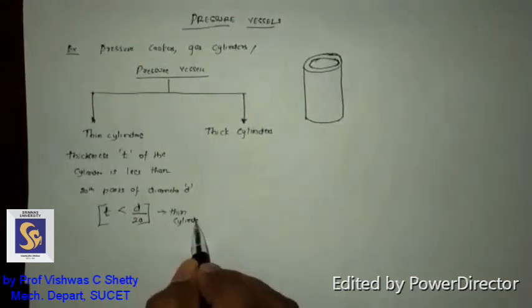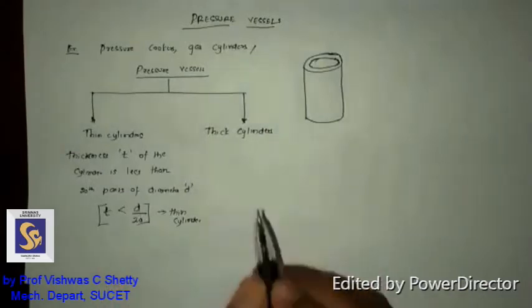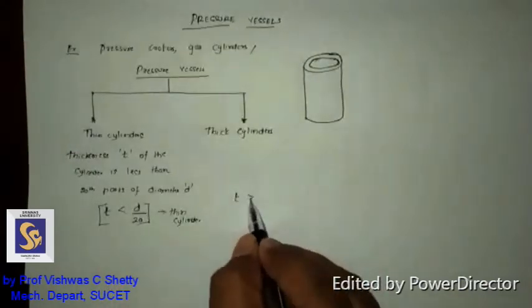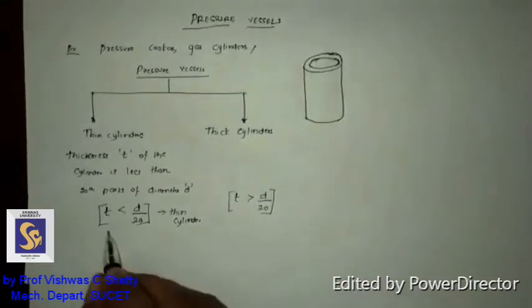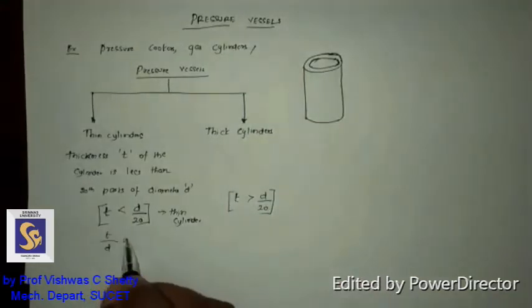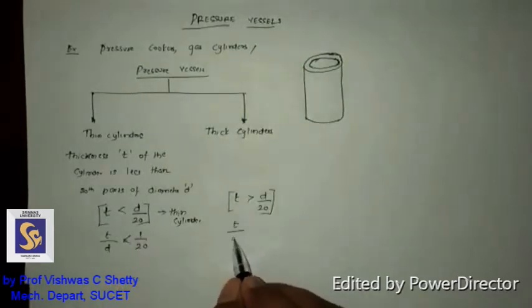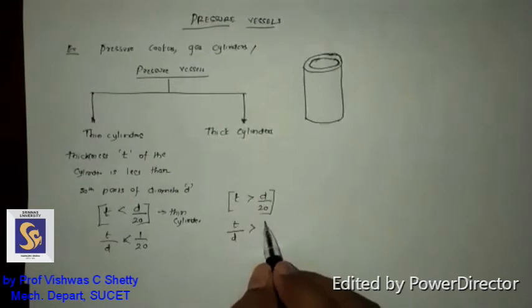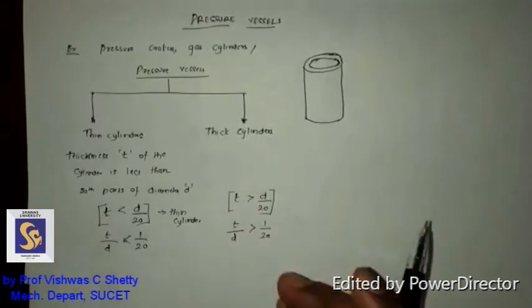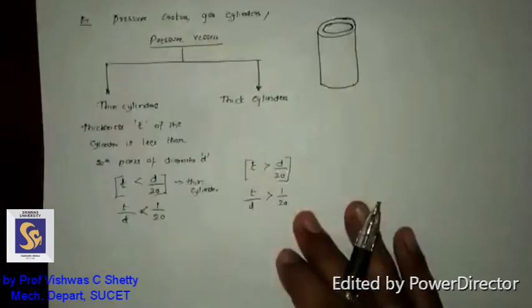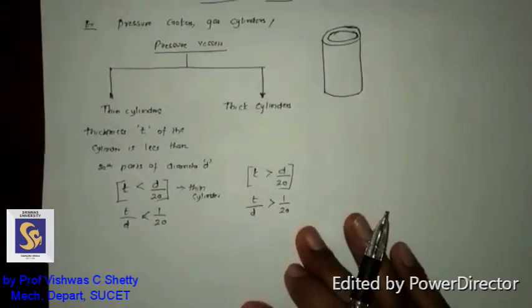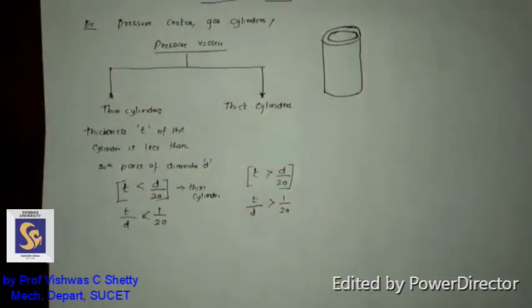What if the thickness is greater than this? Then it becomes a thick cylinder. Then we call it a thick cylinder. So in a thin cylinder, the T by D ratio will be less than 1 by 20. Here in a thick cylinder, the T upon D ratio will be greater than 1 by 20. Is it okay? Is this concept clear?